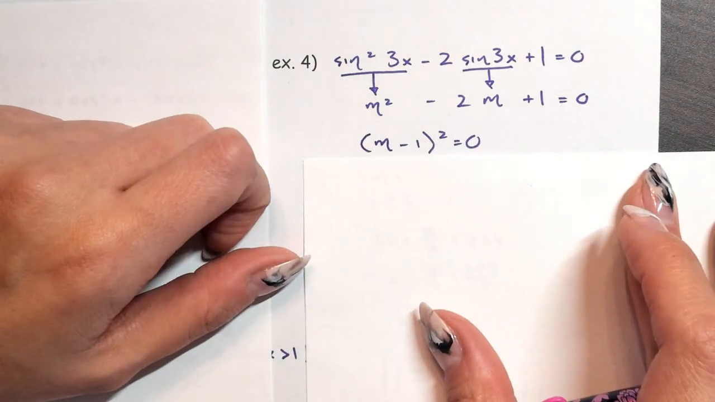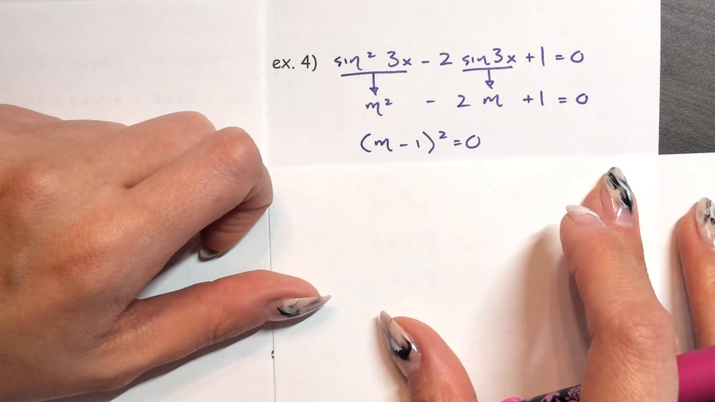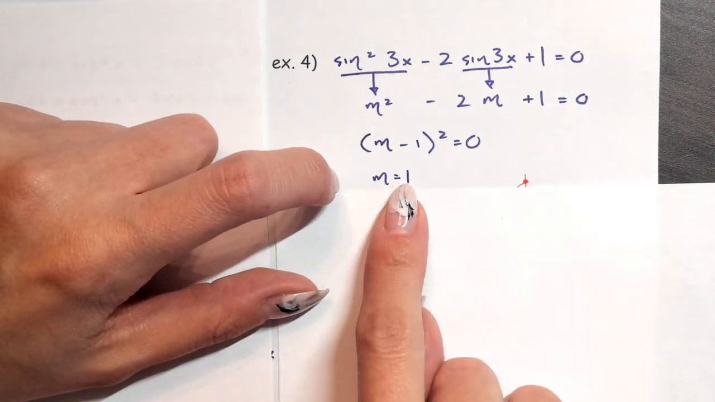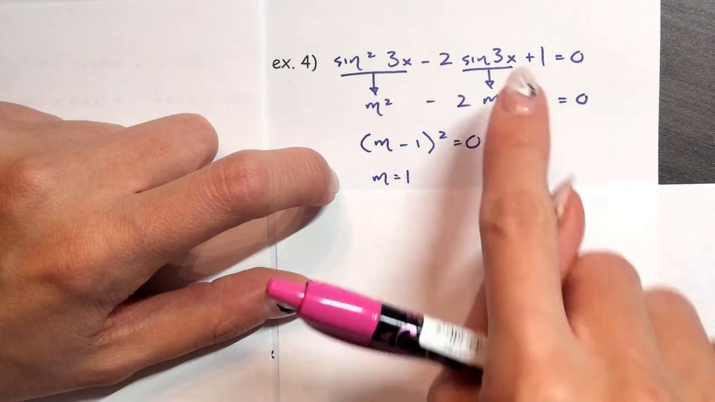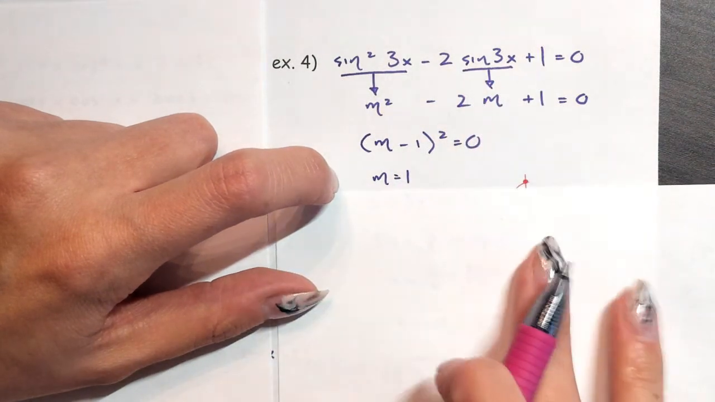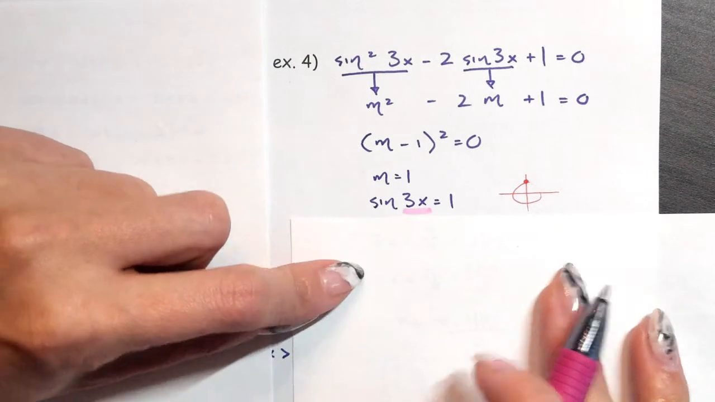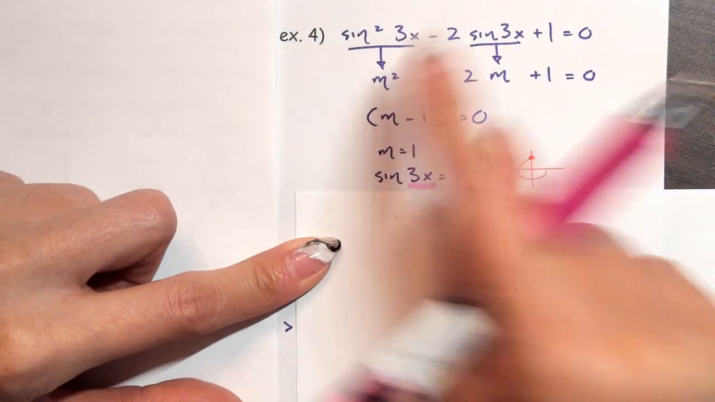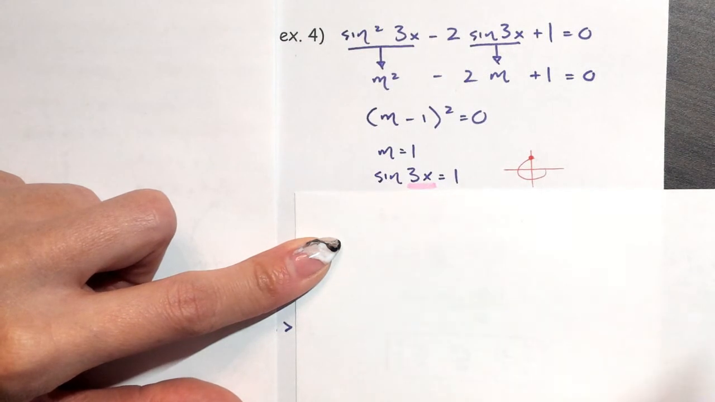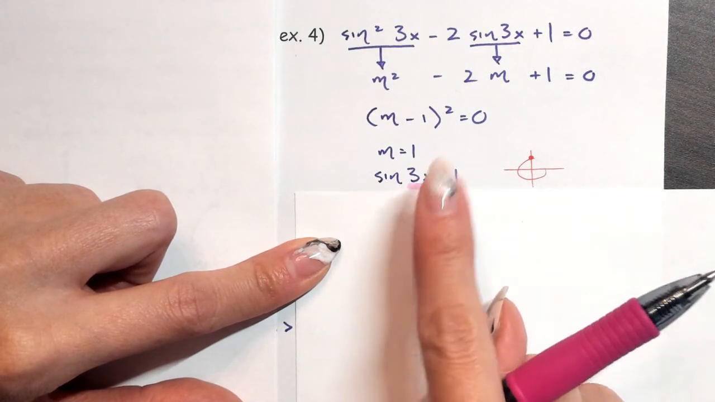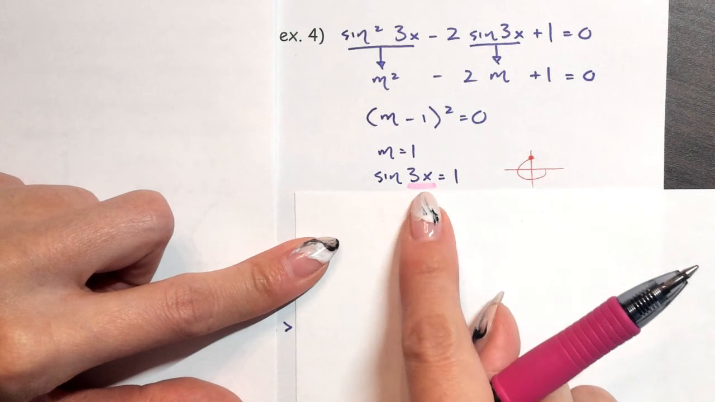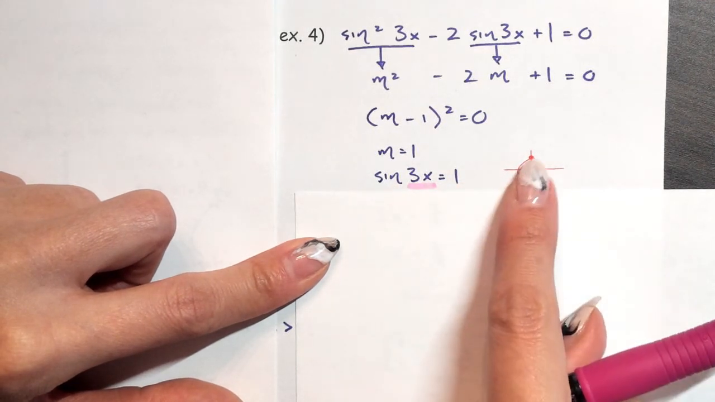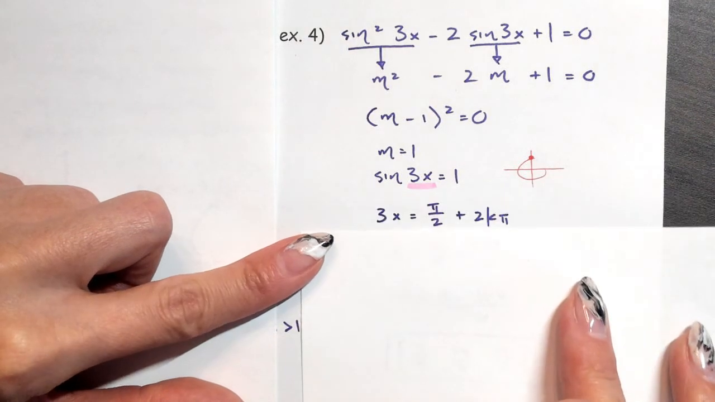It's just M minus 1 times M minus 1. And then you solve for M and you get M equals 1. But M is the sine of 3x. So you set the sine of 3x equal to 1. You know how it's a 3x and not just an x? So I highlighted it and said, okay, we have to do something with that. Where do you get a sine, a y value of 1? Up here at pi over 2. That's the only place it happens.